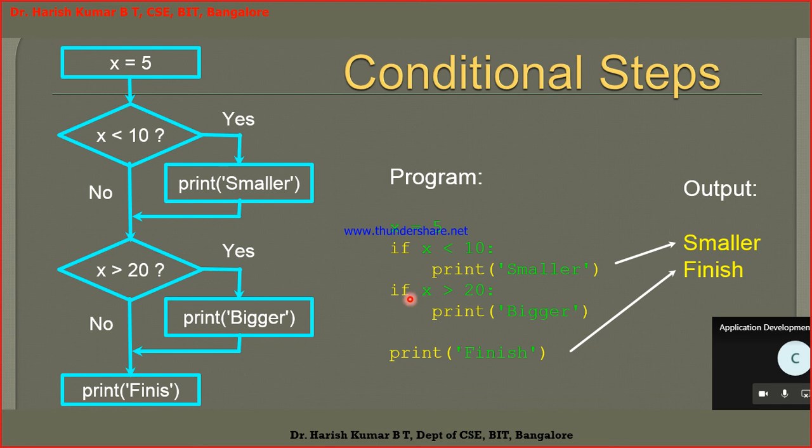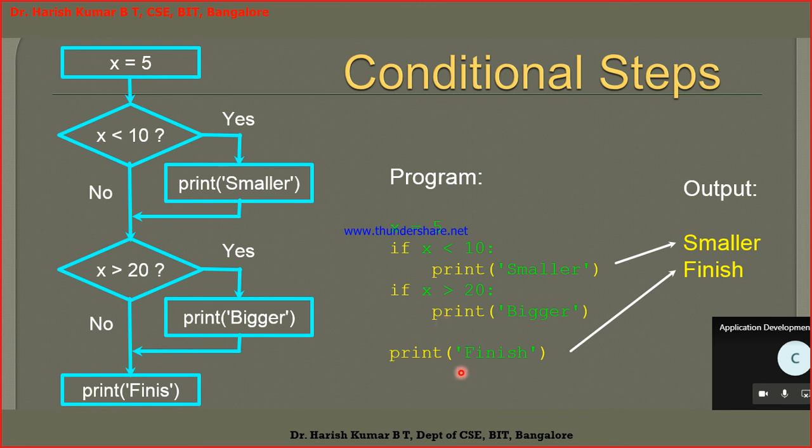Next, if x is greater than 20, I just say it is bigger, and finally I just print finish. So now if x is less than 10, the condition is true, and this statement is skipped. This is no longer performed, and if x is greater than 20, this statement is skipped and this is performed, and this is always performed. Finish is always performed irrespective of whether x is less than 10 or greater than 20.